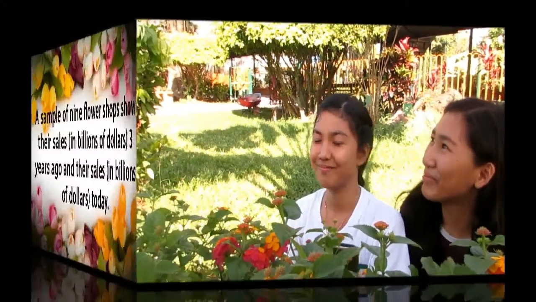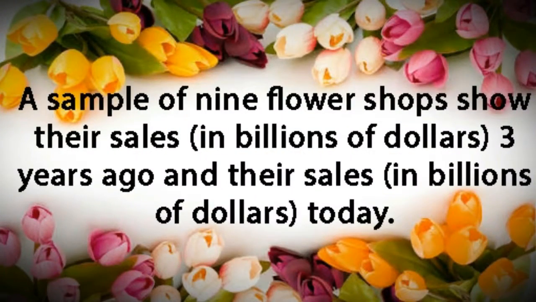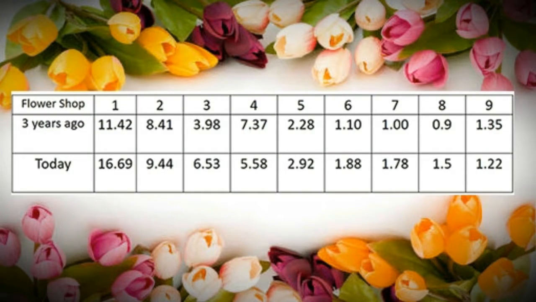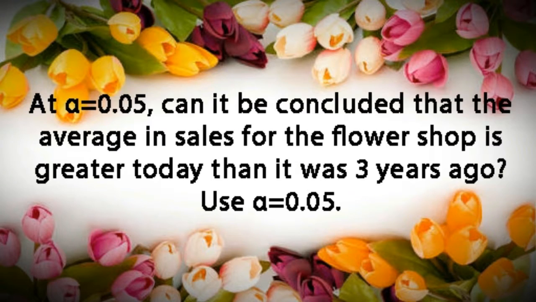Since it's already springtime, we're currently browsing some flower shop documents regarding their sales. And it goes like this. A sample of 9 flower shops showed their sales 3 years ago and their sales today. At alpha 0.05, can it be concluded that the average in the sales for the flower shop is greater today than it was 3 years ago?